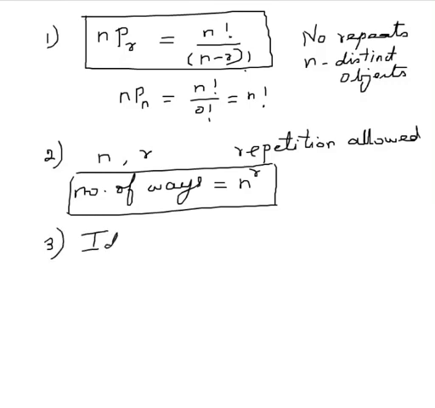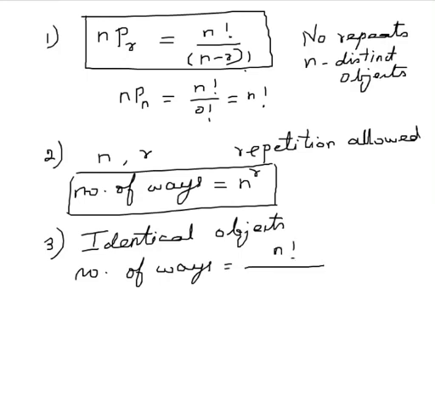The third one is, if you have identical items, then the number of ways will get reduced. So you have n objects, out of which P1 objects are of the same kind, P2 objects are of the same kind, etc., Pk objects are of the same kind. So you have to divide by P1 factorial multiplied by P2 factorial, etc., multiplied by Pk factorial.